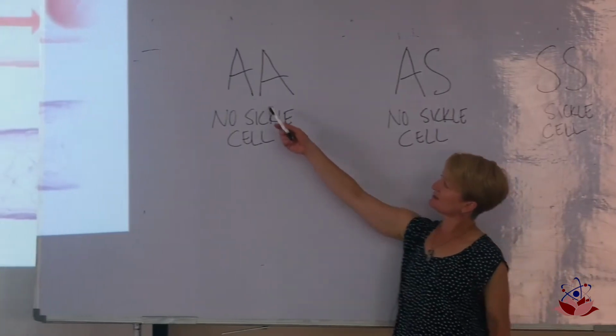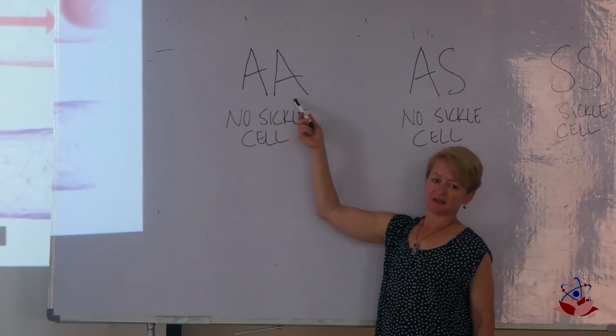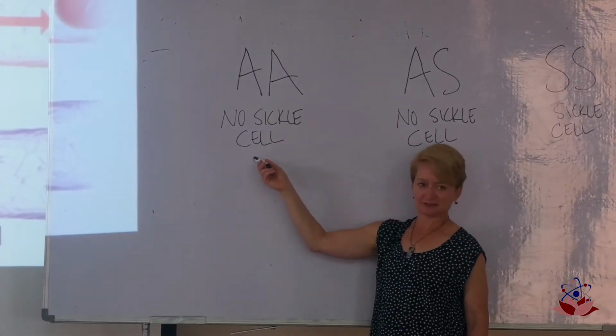So someone who has two copies of the normal allele doesn't have sickle cell.